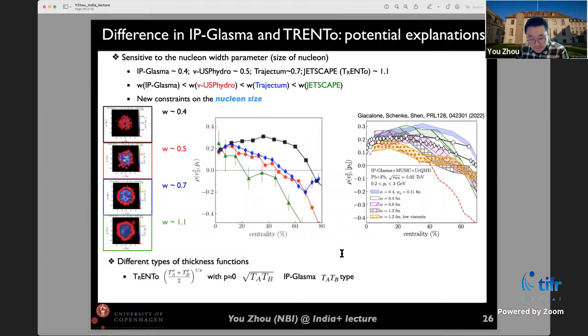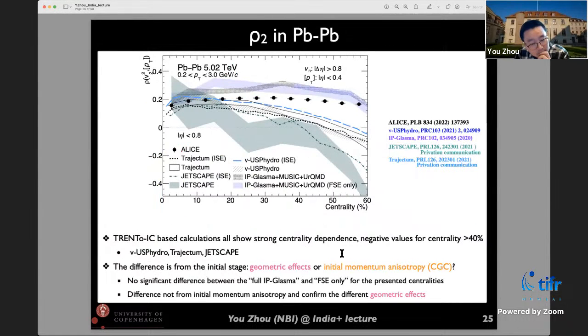Hi, can I ask a question? This is Rajiv. You showed some plots of eta over s as a function of temperature and zeta over s as a function of temperature. Do you also have plots of eta over s as a function of collision energy, root s?